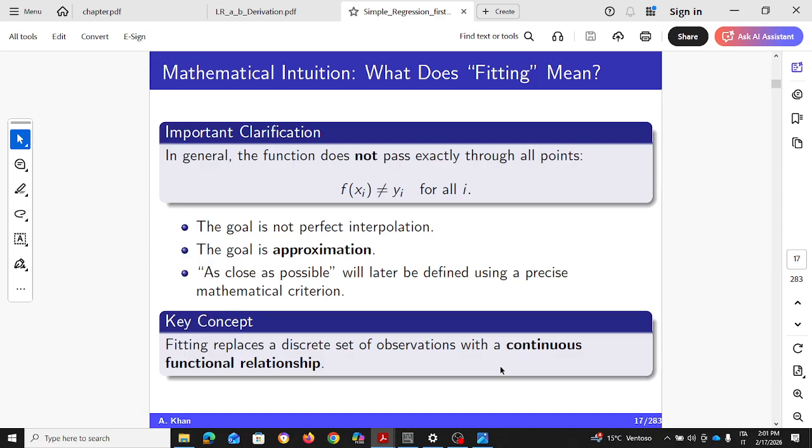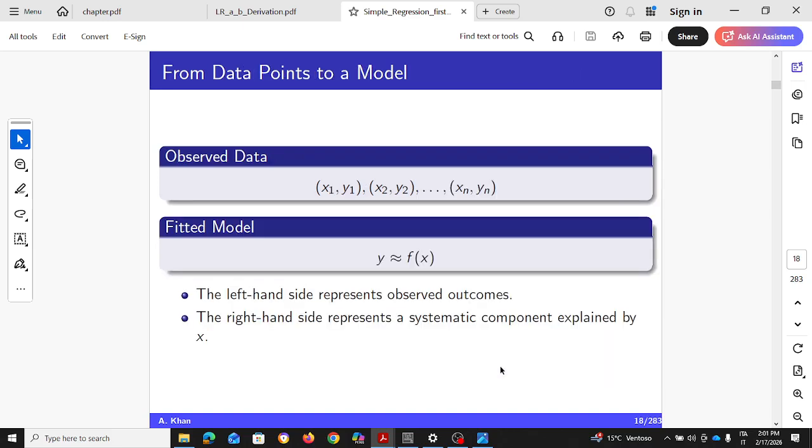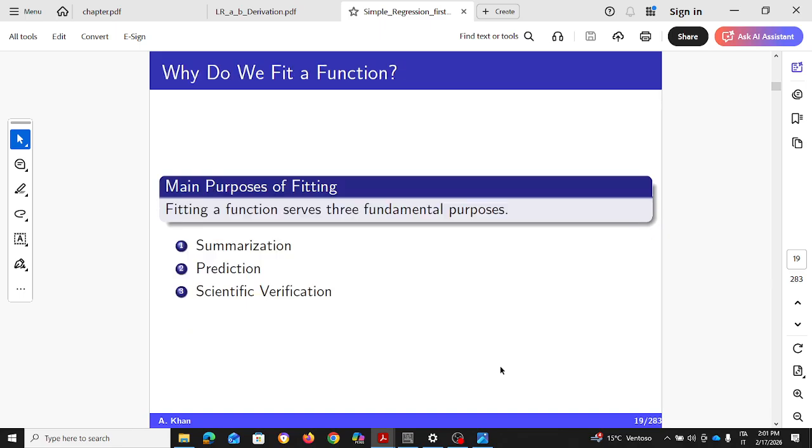When we have this function, and we have this discrete set of observations, we replace it with a continuous functional relationship with the help of this function. By now we know this is the structure of our data set, and we know the dependent variable y to be a function of x, where y is the realization of the data x we have. So, till now, where are we?